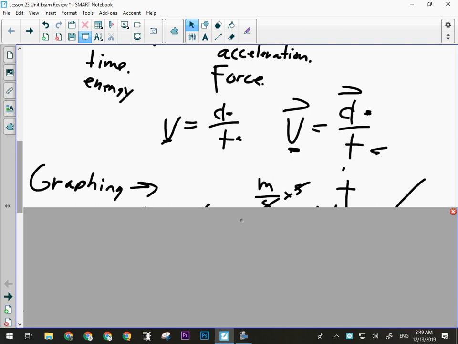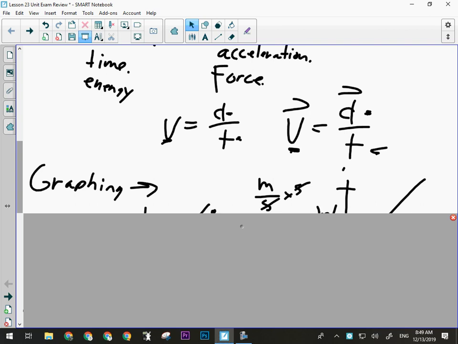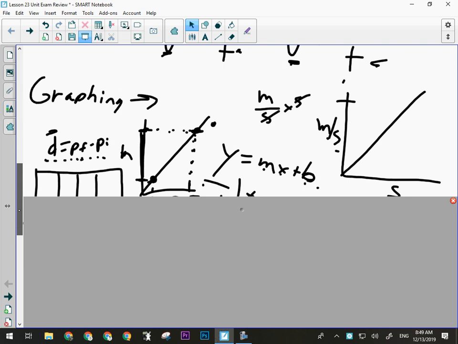So calculating displacement from the velocity versus time graph, calculating acceleration from the velocity versus time graph, calculating displacement and distance and velocity from a position versus time graph. All of that kind of stuff is fair game for the unit exam. So keep all of that in mind.